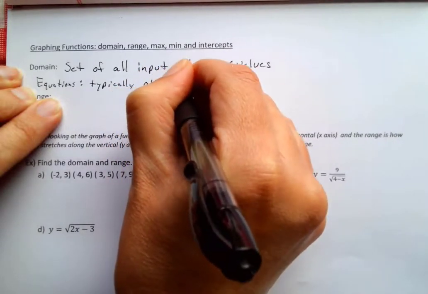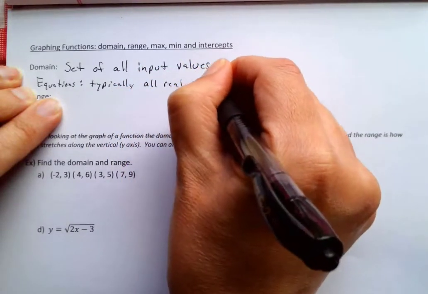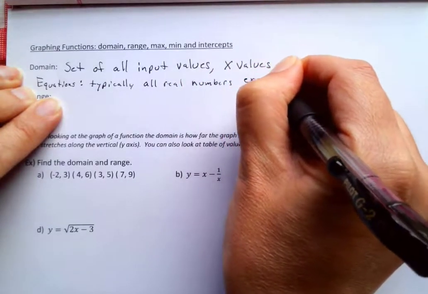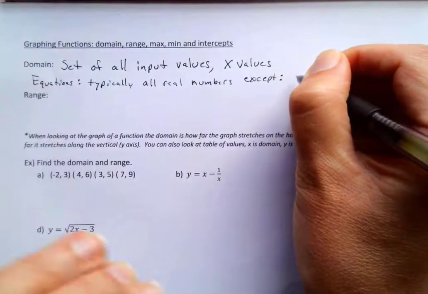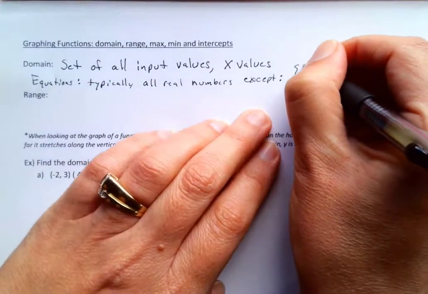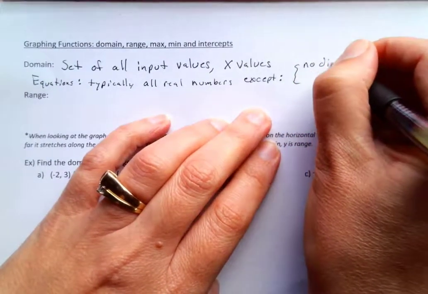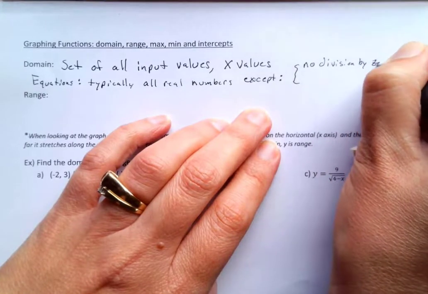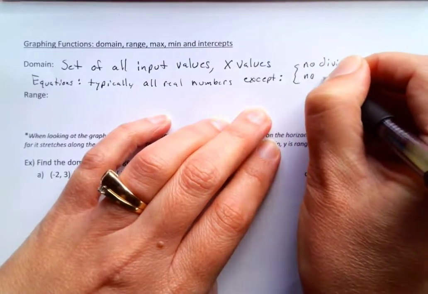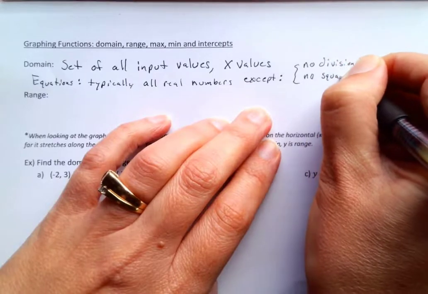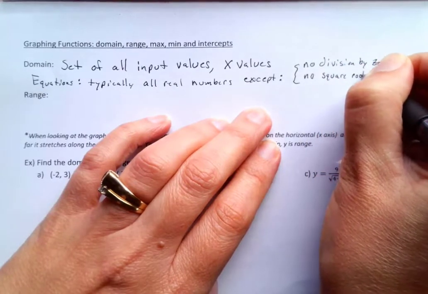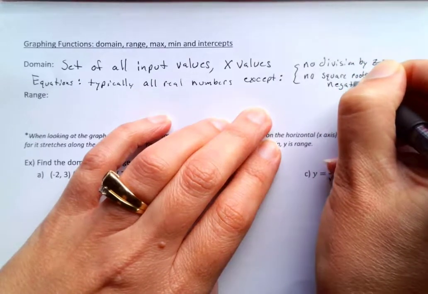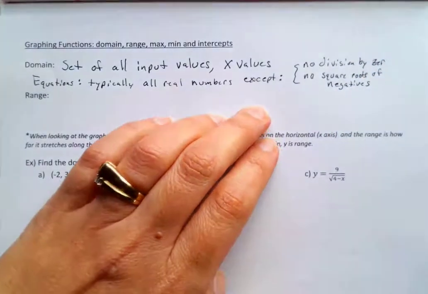all real numbers except we cannot have division by 0 and no square root, sorry about the writing there, of negatives, because that would create imaginary numbers.